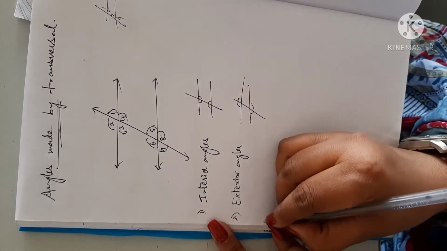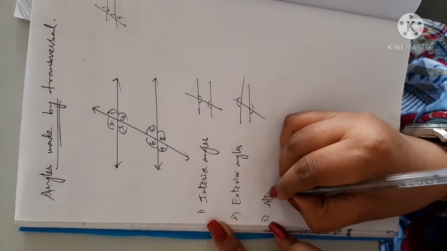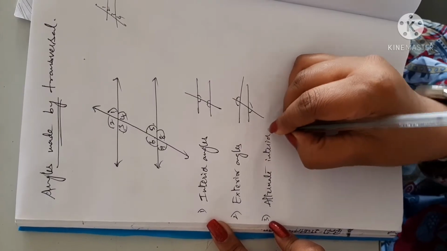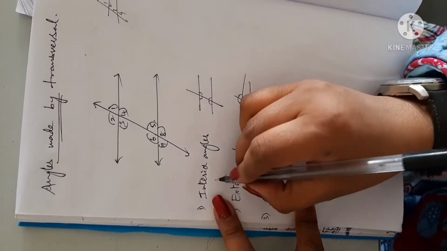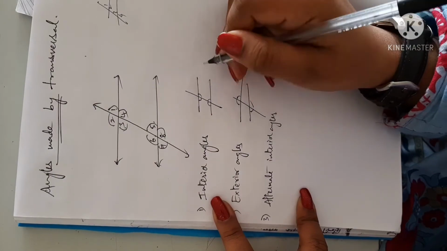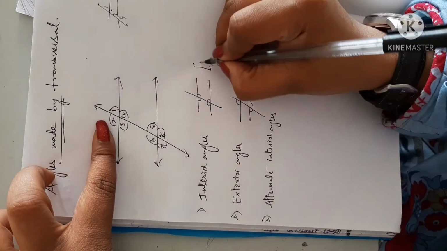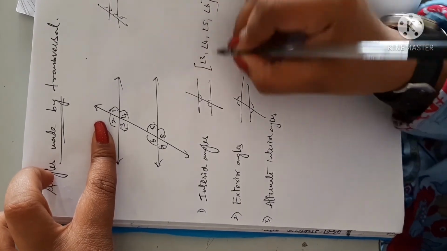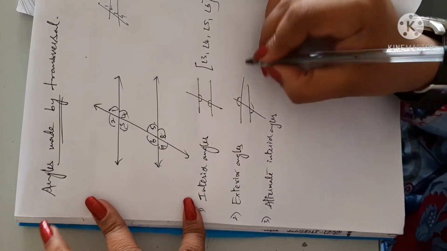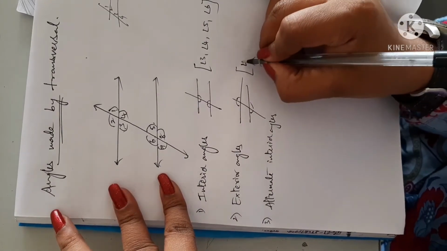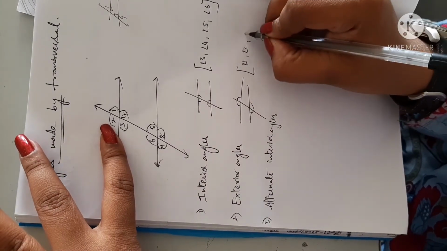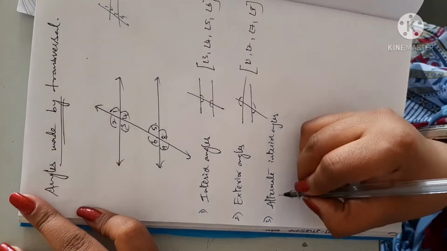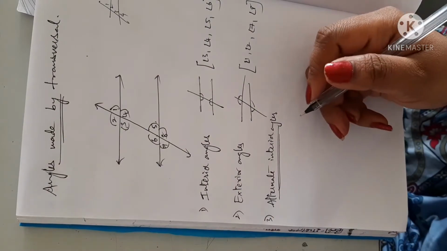The third one is alternate interior angles. So if I name them, interior angles are angle 3, angle 4, angle 5, angle 6. These 4 are interior angles. Exterior angles are angle 1, angle 2, angle 7 and angle 8.